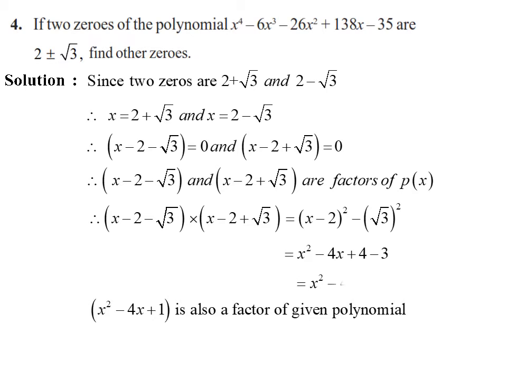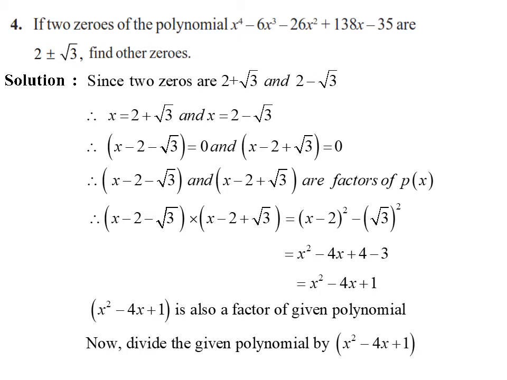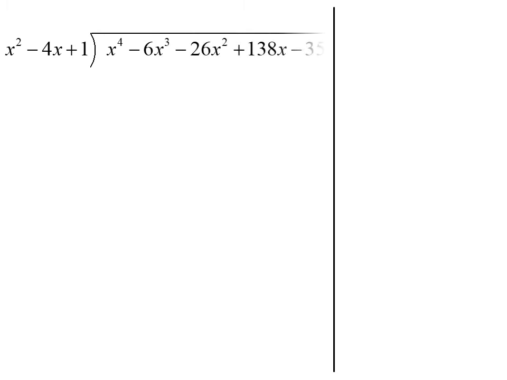So now we divide the given polynomial by x squared minus 4x plus 1. Let's begin the division. My divisor is x squared minus 4x plus 1. The dividend polynomial is x to the power 4 minus 6x cube minus 26x squared plus 138x minus 35. The first term will be x squared. We know the property of how to find it, so we get x to the power 4 minus 4x cube plus x squared.